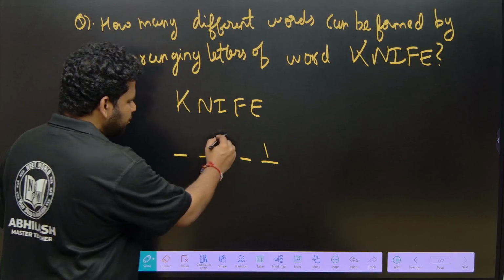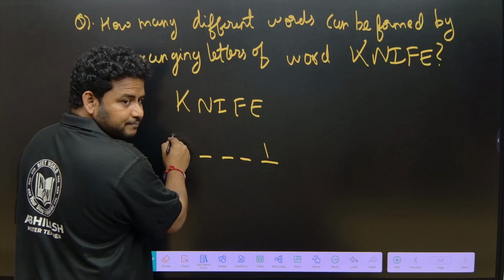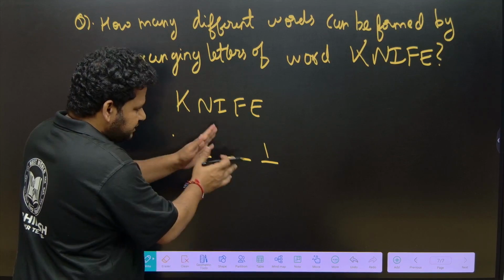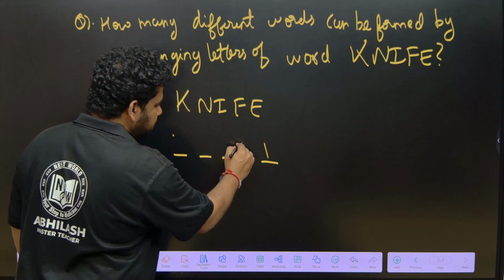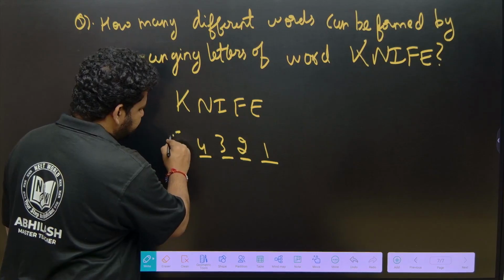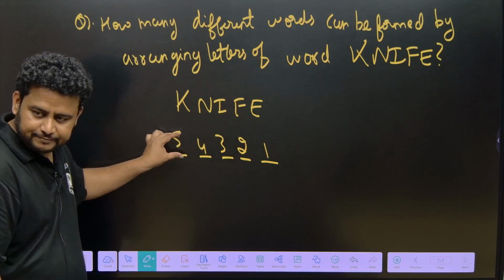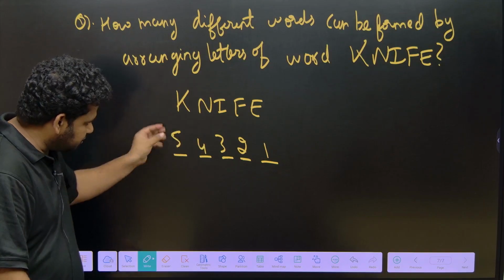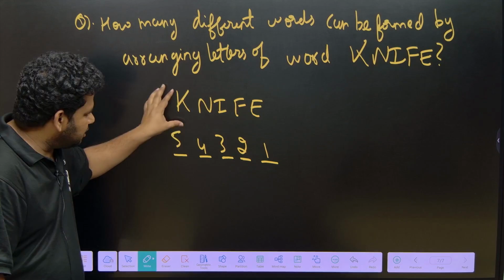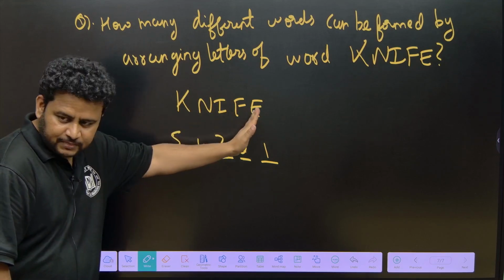So here how many will come? 1 2 3 4. One is gone. So here how many will come? 2. Here 3. Here 4. Here 5. Understood? Out of this 5, anyone can come here. Understand the logic here. Out of these 5 letters, anyone can come here, so I will write 5 here. One letter is already gone. Remaining 4, anyone can come here.